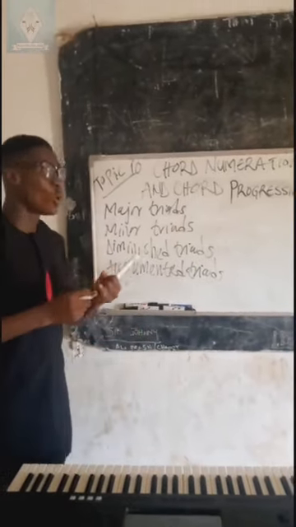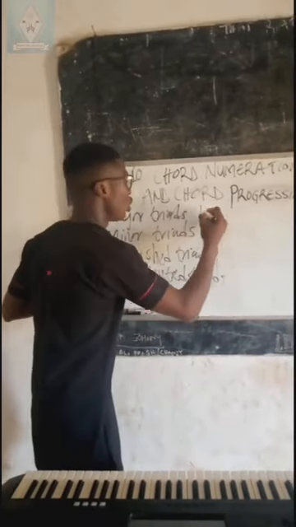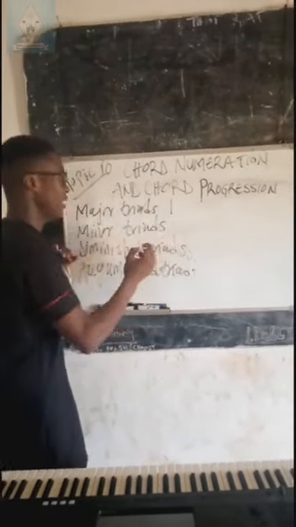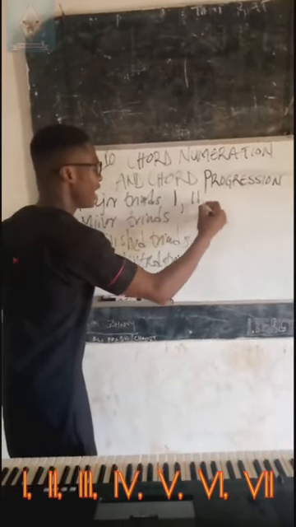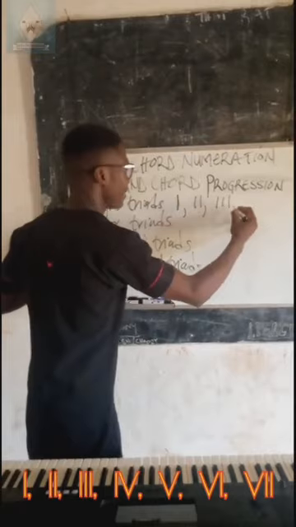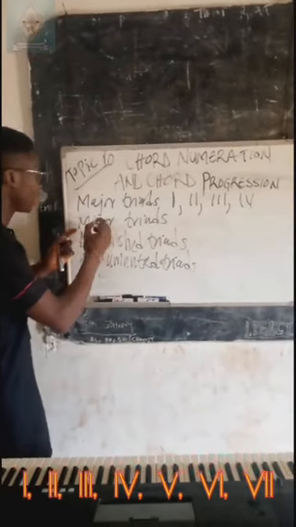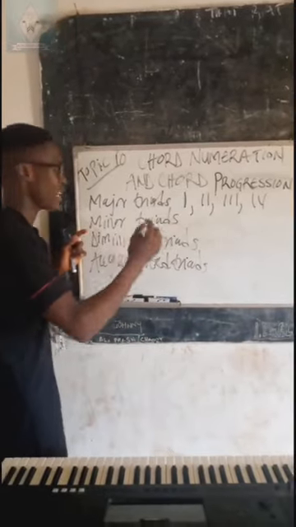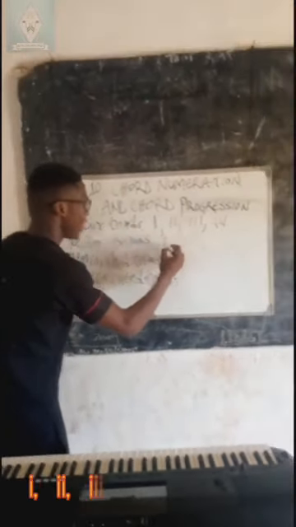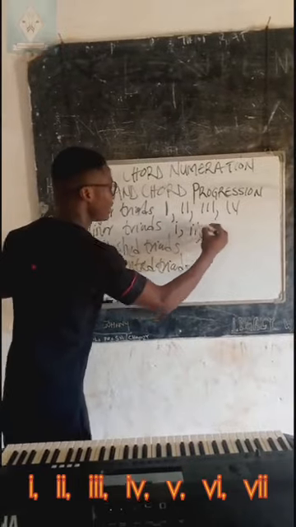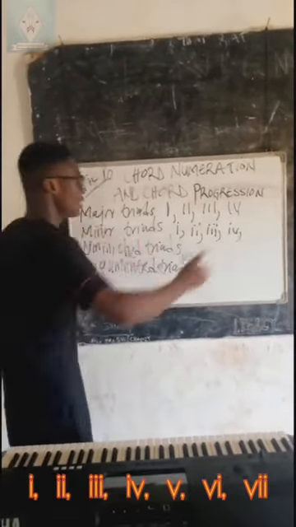Now, uppercase Roman numerals are used to name the chords of a major triad, that is capital I, capital II, capital III, capital IV, and so on. For minor triads, lowercase, that is small letters, are used to name the chords of minor triads. So we have small i, small ii, small iii, small iv, and so on.